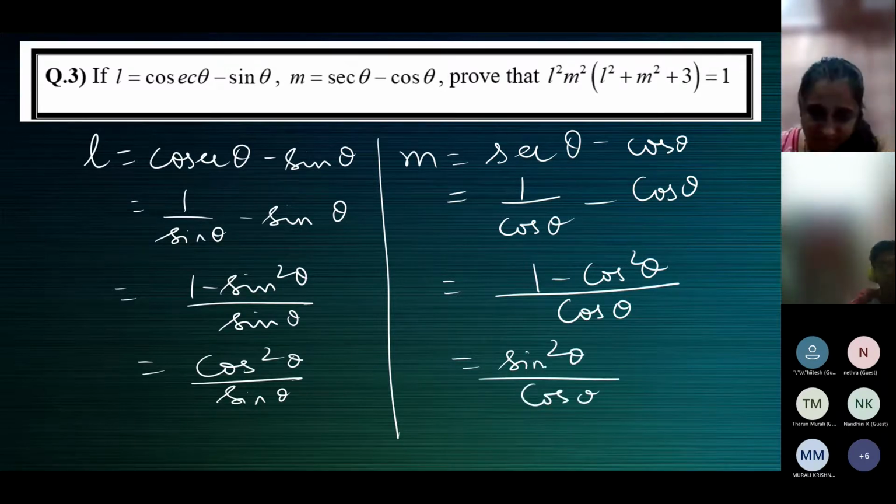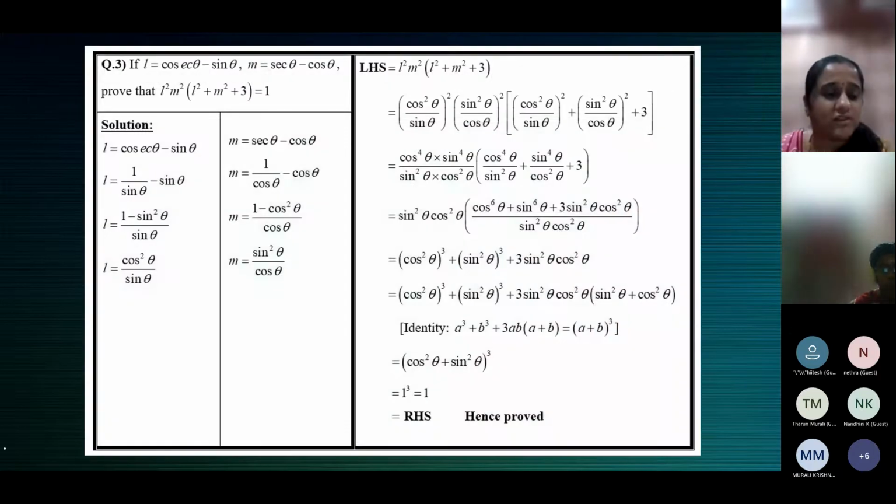So let's simplify like this. The expressions which are given for L and M, let's work it like this, and now use these expressions to substitute. That's what you see here. L is equal to cos square theta by sine theta, and M is equal to sine square theta by cos theta. Just what we worked here.